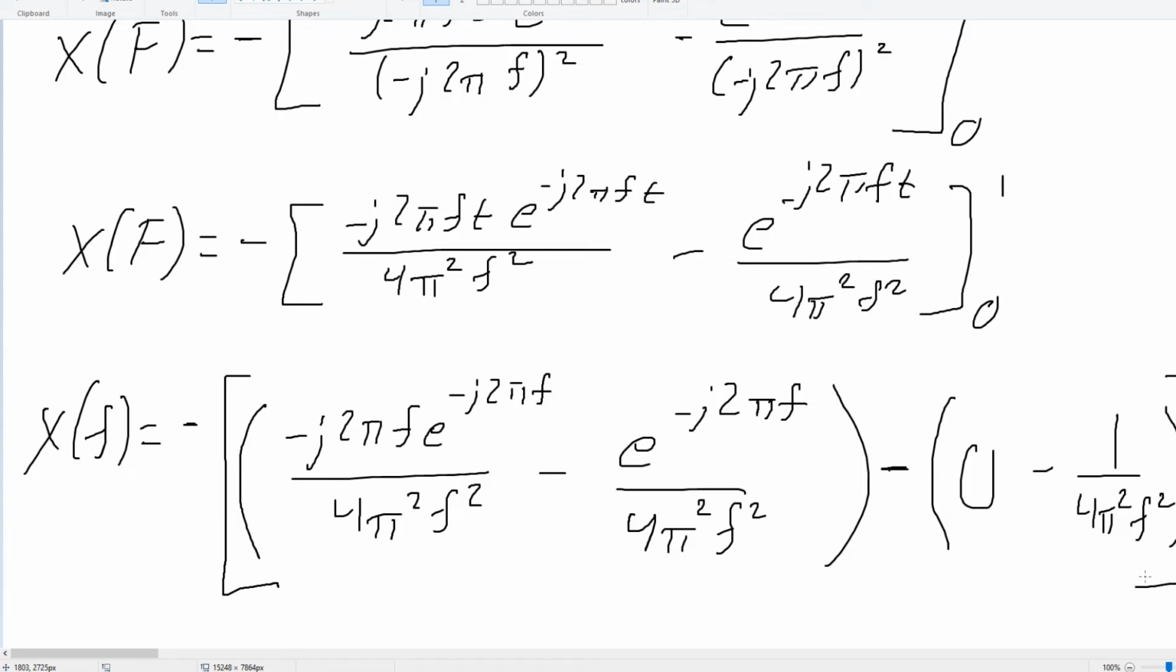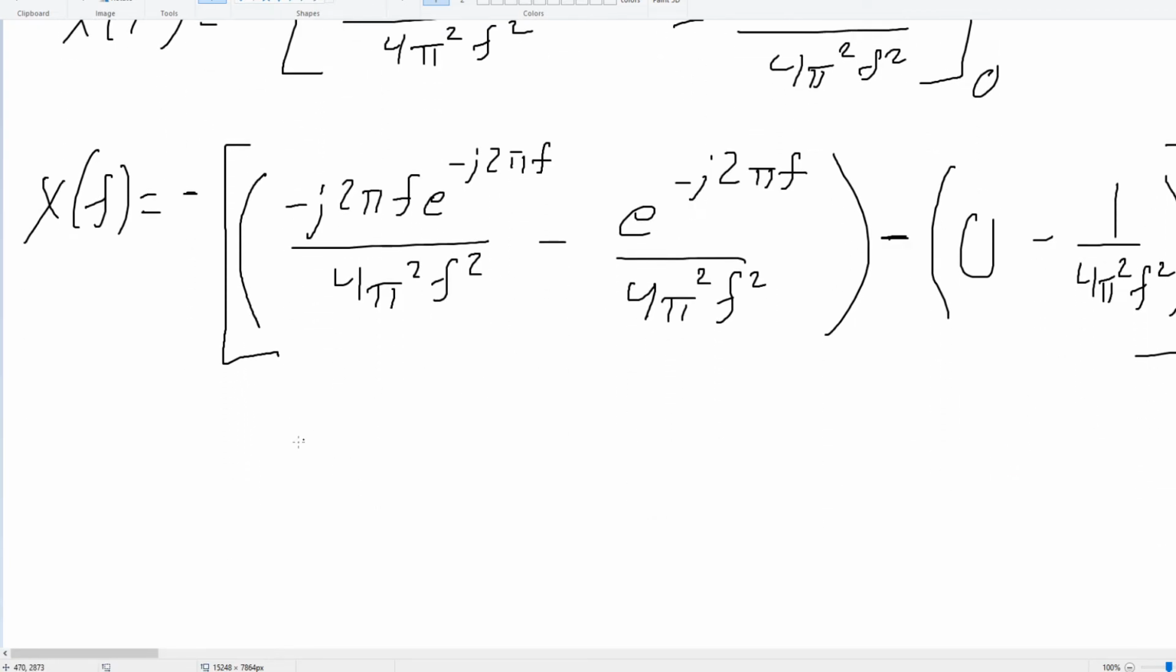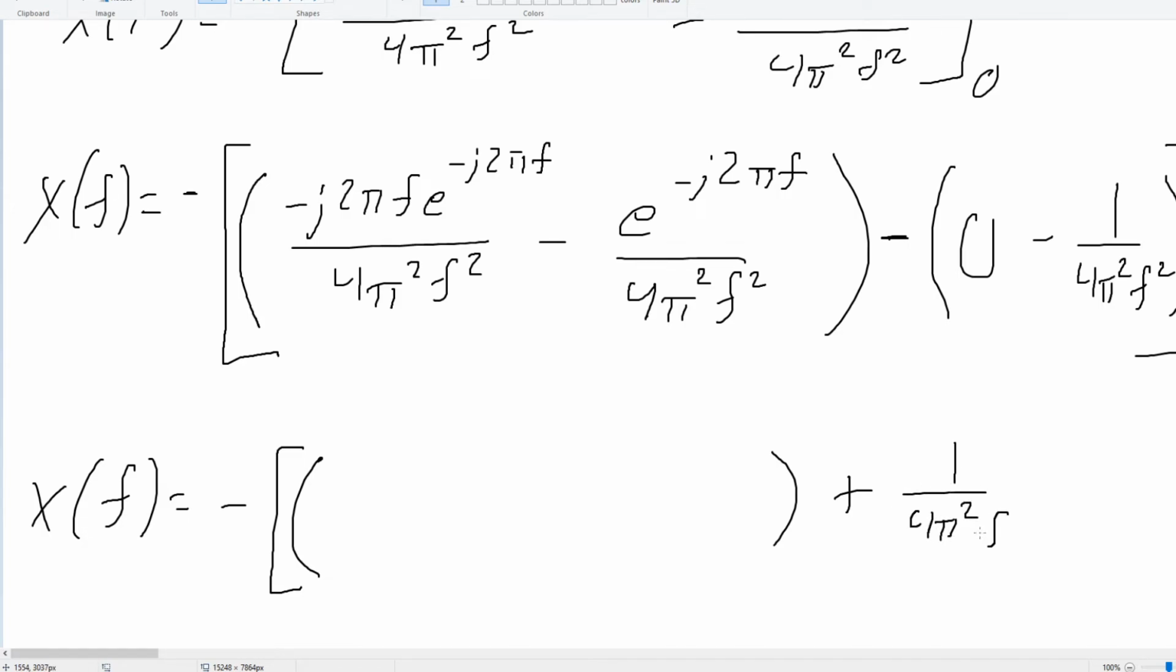So we have that equation now. What else can we do? The only thing else I could see, this times this is going to be a positive. So I'm going to rewrite this, but I'm not going to rewrite the whole thing because it's way too long. X(f) is equal to negative, whatever is inside this parenthesis, plus 1 over 4 pi squared f squared. Right? Because this negative and this negative cancel.